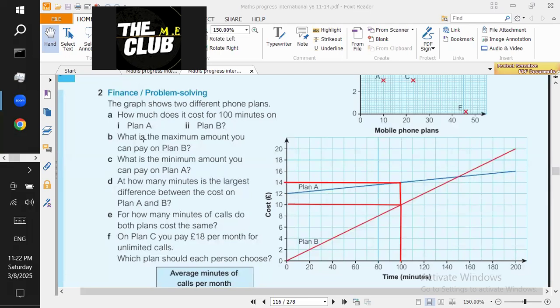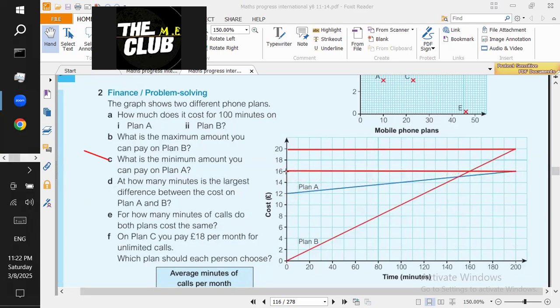And then, as we said, we use conversion graph to answer questions like these. They're so easy. They don't have a lot of steps. Just follow the lines and then they will give you the answer. What's the maximum amount you can pay on plan B? So this is plan B. That's the maximum amount you can pay, which is 20 pounds, okay? And what is the maximum amount on plan A? So plan A, the maximum amount is here, which is 16 pounds, okay?